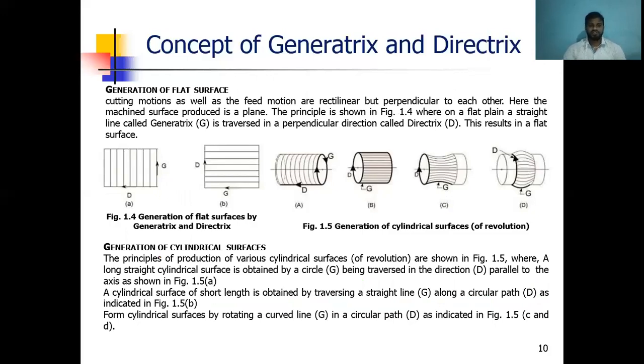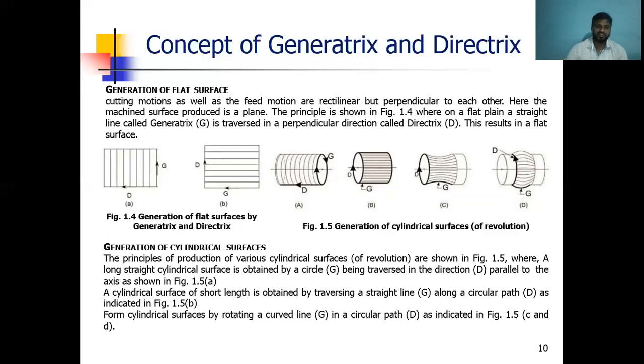For example, in our regular observation, the cutting motion to produce a general flat surface, the cutting motions as well as the feed motion are rectilinear but perpendicular to each other. Here the machined surface produced is a plane.